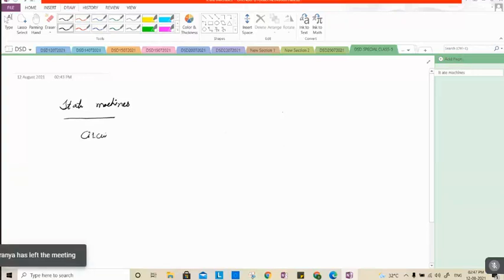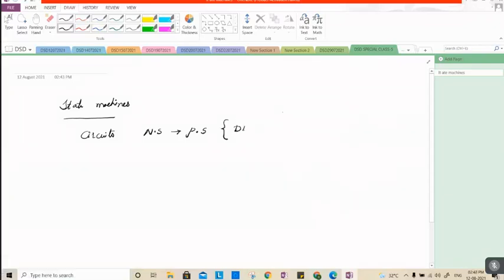Circuits where the next state is depending upon present state. These are the first kind of circuits. These were the circuits which you have learned in your previous semester DLD course.